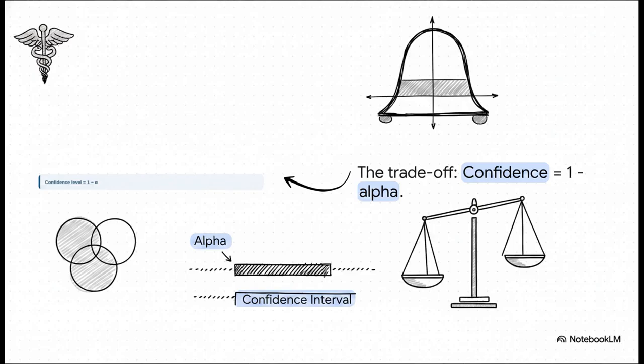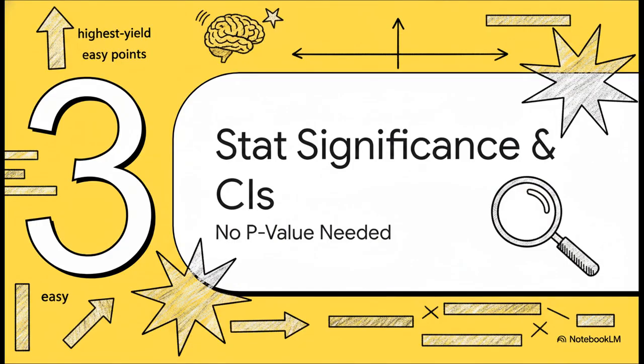You also have to keep in mind the mathematical trade-off between alpha and confidence. It's a simple formula. Confidence level equals 1 minus alpha. So if your alpha is 0.05, your CI is 95%. But if you demand a much higher confidence level, like say 99%, it mathematically guarantees a wider, much less precise interval. Basically, you become way more certain that you've captured the true value somewhere in there, but you are absolutely sacrificing precision to do it. It's always a trade-off. All right, let's jump to section 3, statistical significance using confidence intervals.